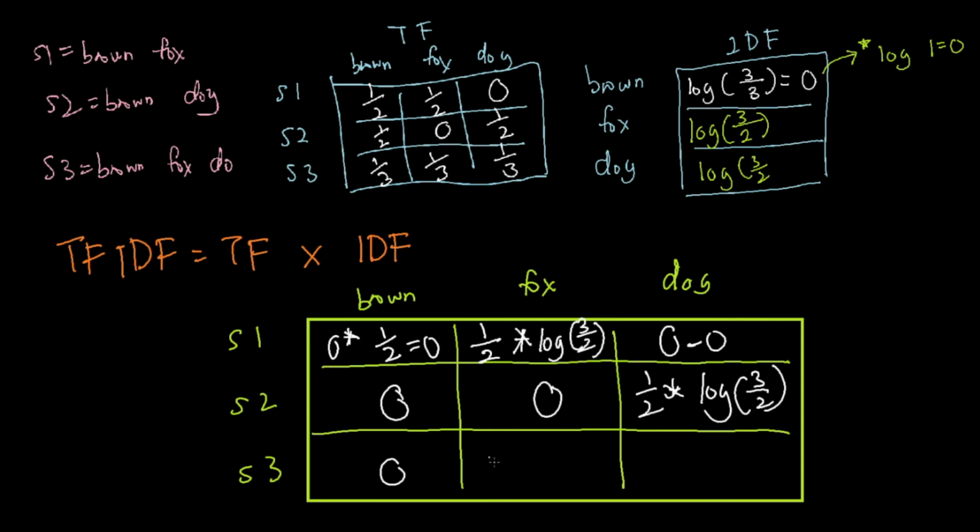As for sentence 3, this will be 1/3 times the log of 3/2, and then 1/3 times the log of 3/2, same thing. So we know that the fox and the dog both play an equal role in sentence 3.